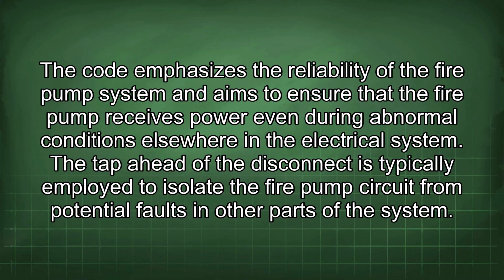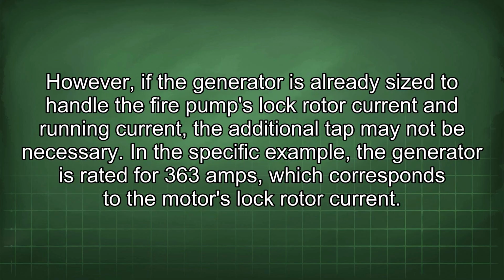The tap ahead of the disconnect is typically employed to isolate the fire pump circuit from potential faults in other parts of the system. However, if the generator is already sized to handle the fire pump's lock rotor current and running current, the additional tap may not be necessary.